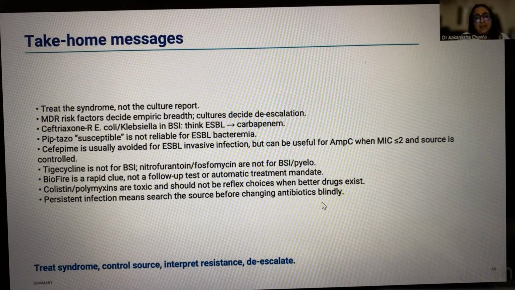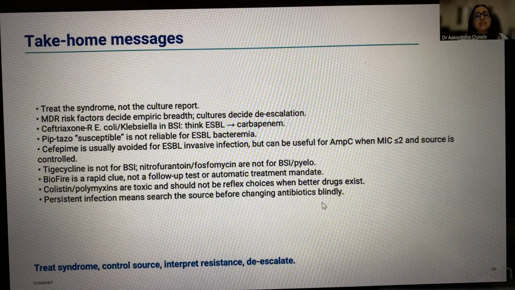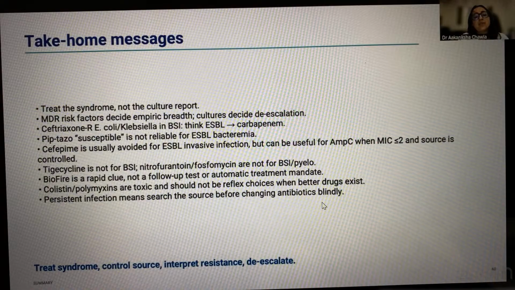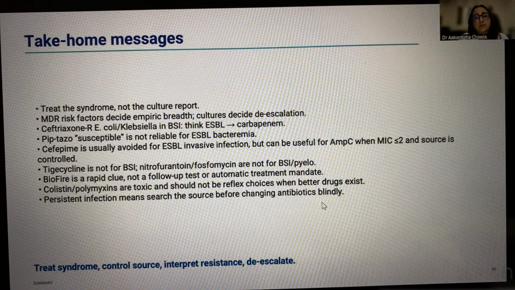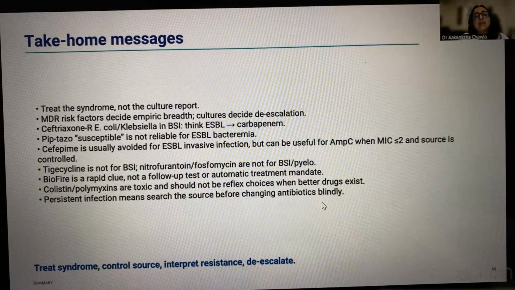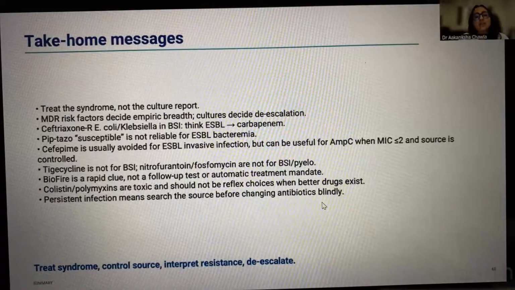So, to end the talk, treat the syndrome and not the culture report. MDR risk factors decide empiric therapy, and cultures decide de-escalation. Ceftriaxone-resistant E. coli or Klebsiella in bloodstream infection, you have to think of ESBL, and carbapenem becomes your drug of choice. Piperacillin-tazobactam susceptible on report is not a reliable drug for ESBL bacteremia. Cefepime is usually avoided for ESBL invasive infections, but can be useful for AMC, especially when MIC is less than 2 and source is controlled.